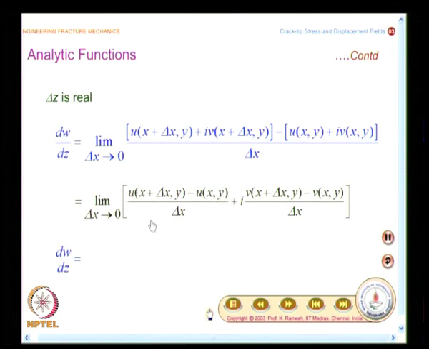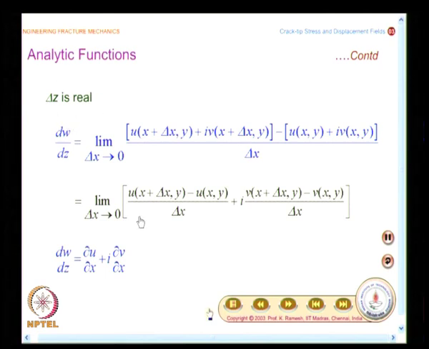and these could be written comfortably from the basic definition of how you write differentials. You are having this as u of (x plus delta x, y) minus u of (x, y). So, this I could write as, when we satisfy the limit delta x tends to 0, I can simply write this as dou u by dou x. I can simply write this as dou v by dou x. So, what you get here is dw by dz becomes equal to dou u by dou x plus i dou v by dou x. We are taking a case when delta z is real.